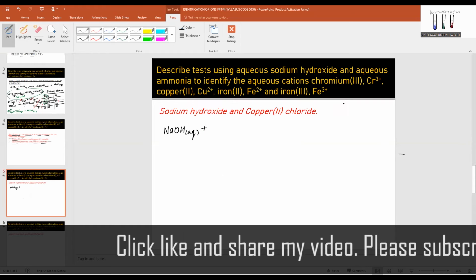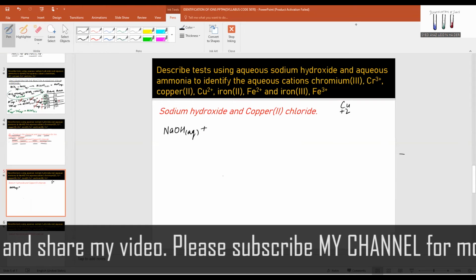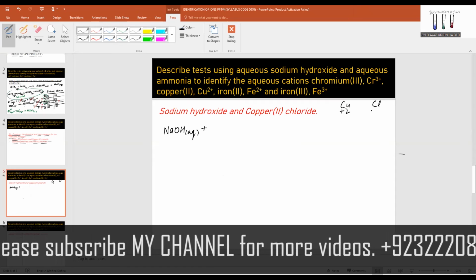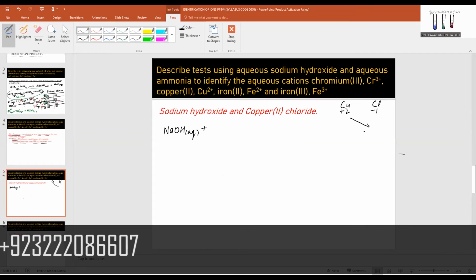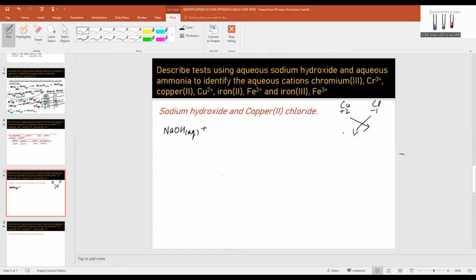CuCl2. What will you get? Cu is carrying a +2 charge. Cl belongs to group 7, so it must carry -1. Ignore their charges; these become subscripts. Subscripts will be exchanged and you will get CuCl2 aqueous. The product will be Cu(OH)2 solid plus NaCl. The equation is not balanced.